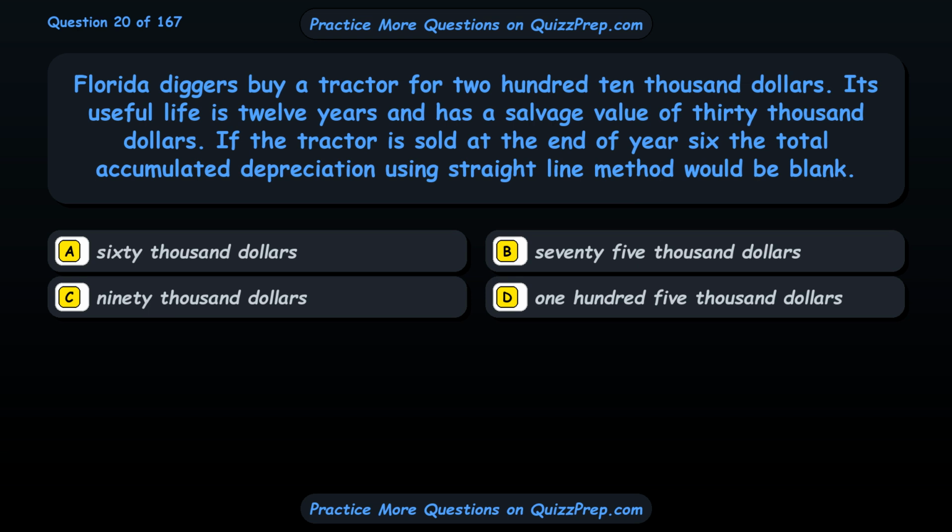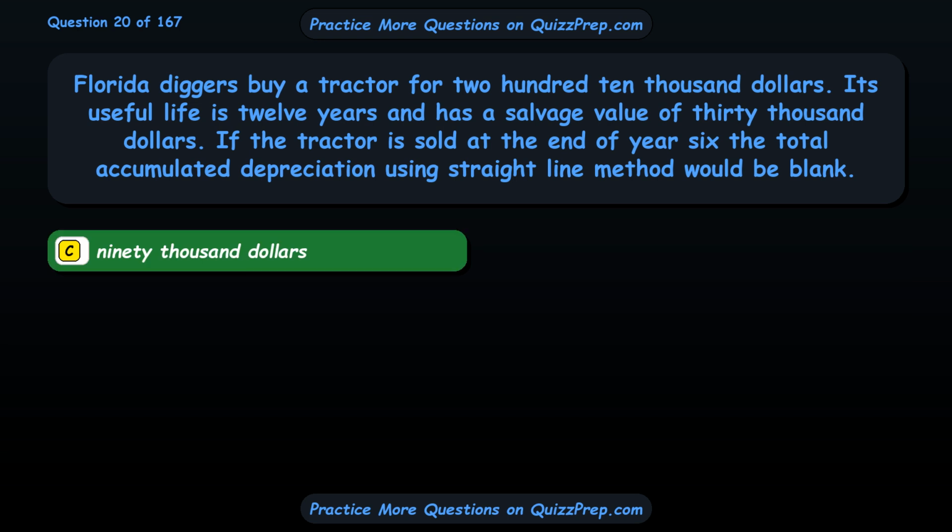Question 20. Florida Diggers buy a tractor for $210,000. Its useful life is 12 years and has a salvage value of $30,000. If the tractor is sold at the end of year 6, the total accumulated depreciation using straight line method would be blank. Option A, $60,000. Option B, $75,000. Option C, $90,000. Option D, $105,000. The correct answer is option C, $90,000.